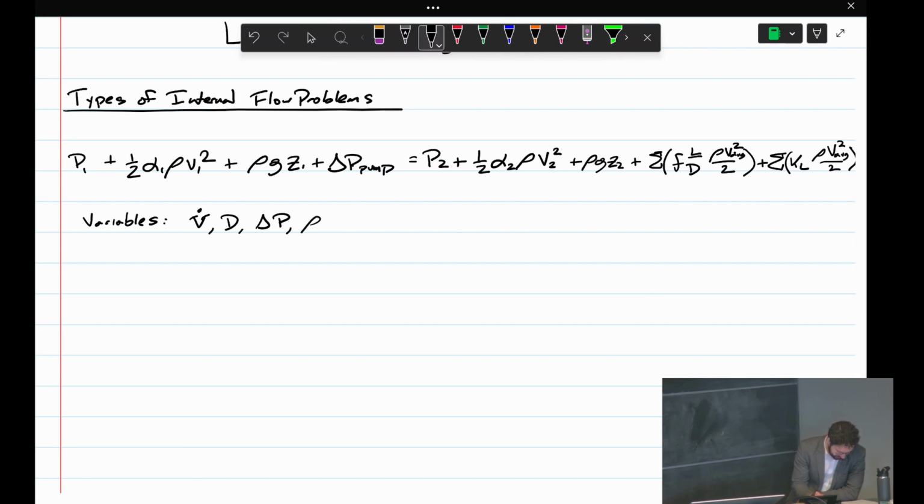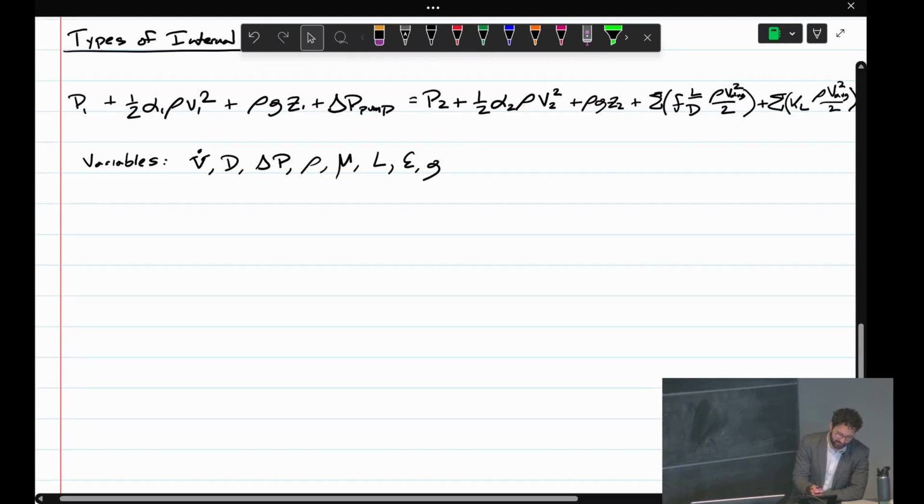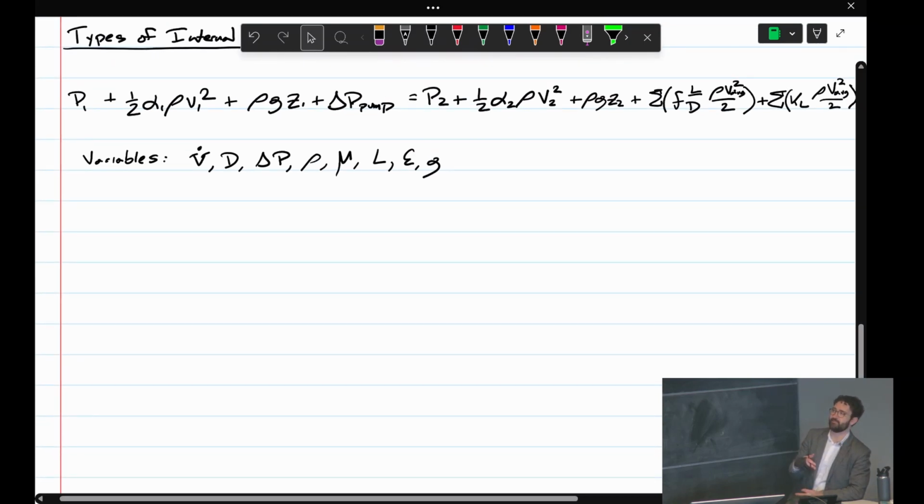And the rest of these are usually fixed. So we don't have much engineering choice over the density of, say, the fluid we want to sell or the viscosity. We have some influence over the length sometimes. These are roughly all the variables we have in this problem. So the three types of internal flow problems are characterized by what we have and what we want to find.